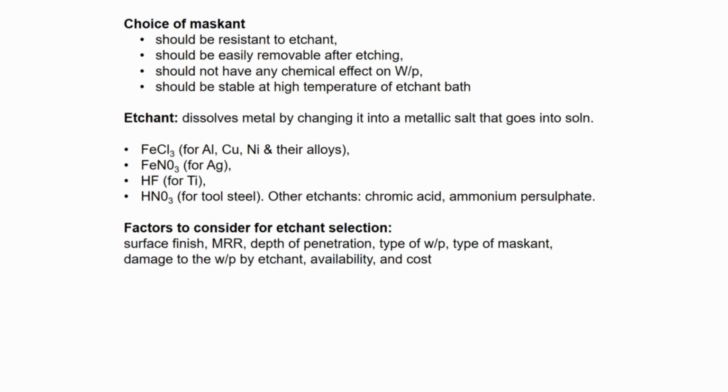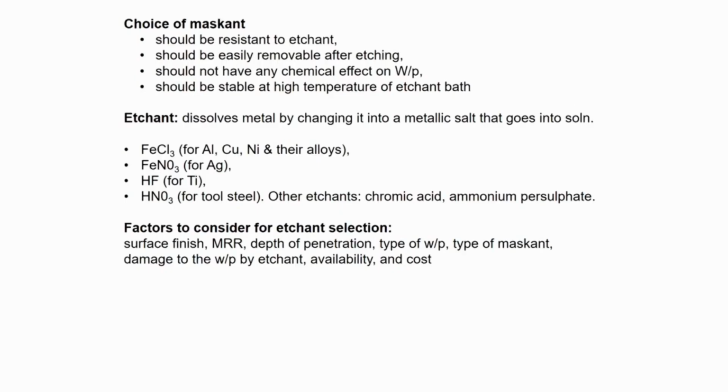An etchant dissolves the metal by changing it into a metallic salt that goes into the solution. Different etchants are used for chemical etching of different materials. Ferric chloride is used for aluminum, copper, nickel and their alloys. Ferrous nitrate is used for silver. Hydrogen fluoride is used for titanium. HNO3 is used for tool steel, and other etchants are chromic acid, ammonium persulfate, etc.